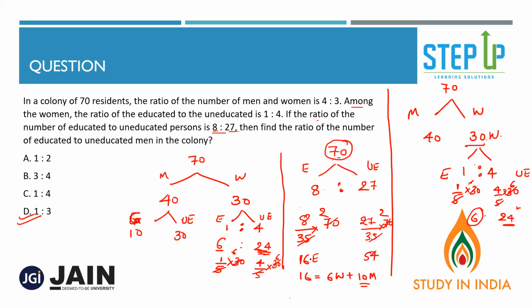Understood, Peter and Sandeep? Check with the total. Out of the 16, 6 are here, so the remaining 10 have to go in the men. Educated men are 10. Similarly, uneducated people are 54. Out of 54, 24 are women, so the remaining 30 will be uneducated men. Hence the ratio is 10:30, which is 1:3. Is that clear? Yes or no, Peter?